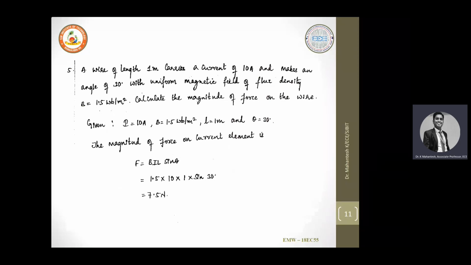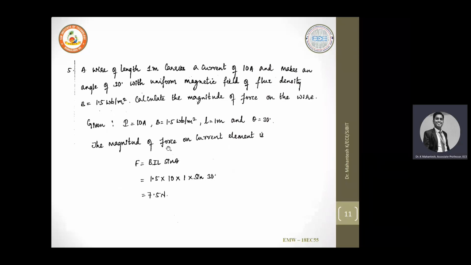Another example, a wire of length 1 meter, that is L is equal to 1, carries a current of 10 amps, I is equal to 10, and makes an angle theta of 30 degrees with a uniform magnetic field of flux density B of 1.5 Weber per meter square. So we can calculate the force on the wire given by BIL sine theta, which is equal to 7.5 newtons. So very simple problem and a simple substitution into the equation of force. This is the Lorentz equation in magnetic field.